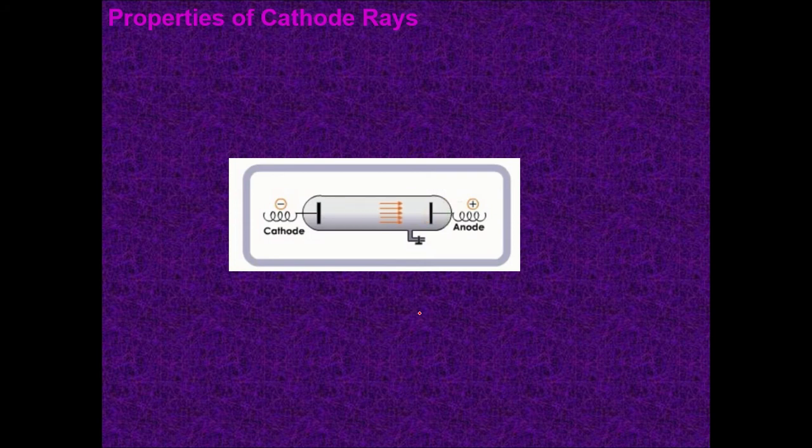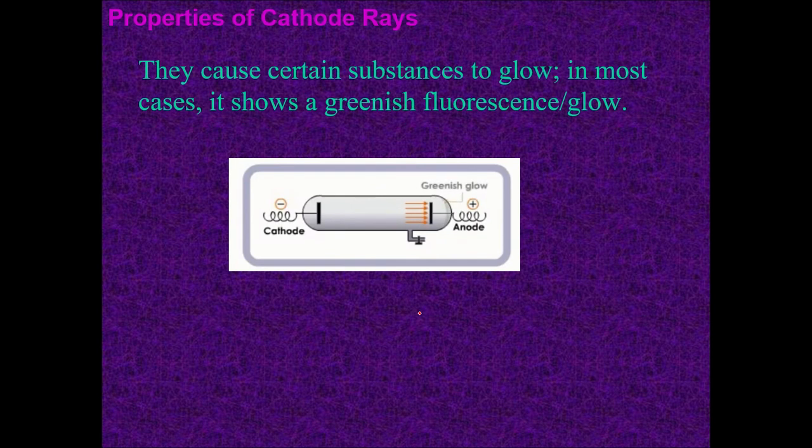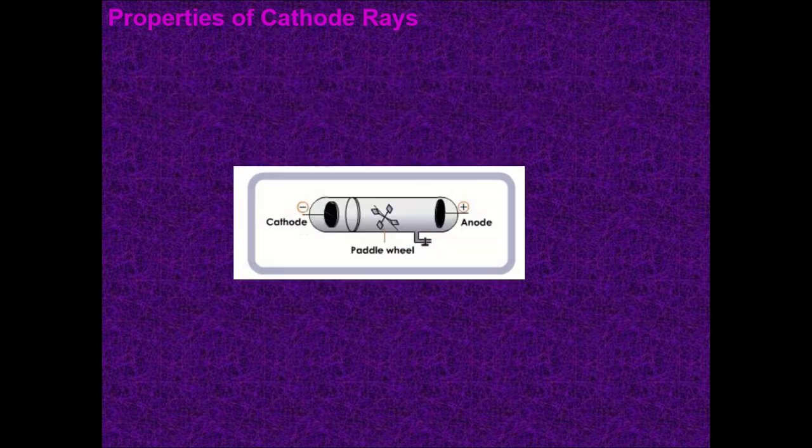I've noticed a greenish yellow substance towards the end of that particular tube. So there's something about the greenish yellow. What about that greenish yellow? I believe you have noted that they cause certain substances to glow, in most cases showing a greenish fluorescence or a glow. So that's one of the properties. So the cathode rays cause certain substances to glow, whereby in most cases they show greenish fluorescence. Let's try the second one.